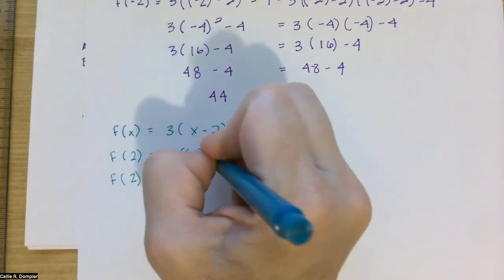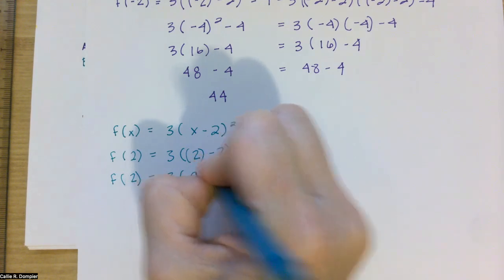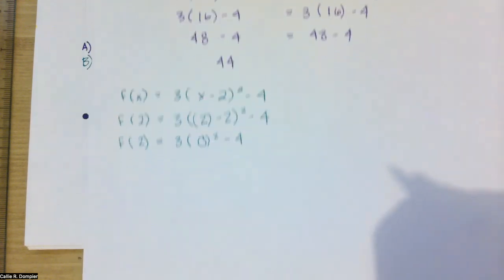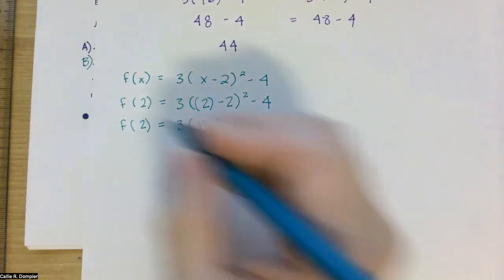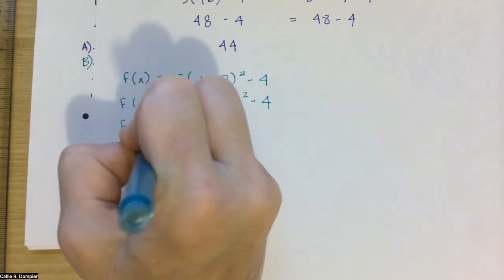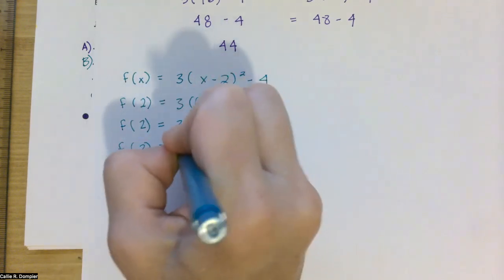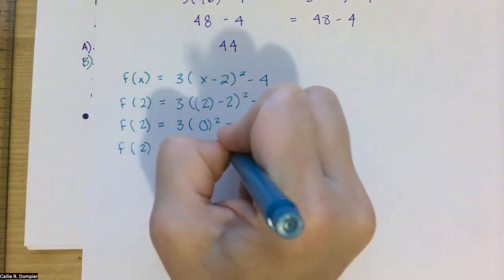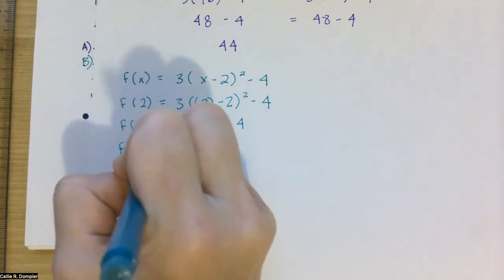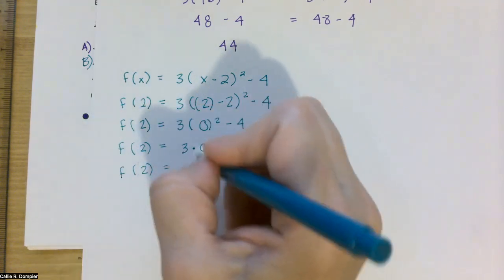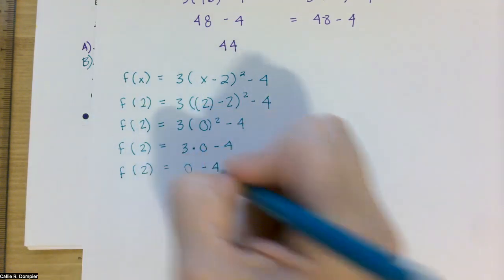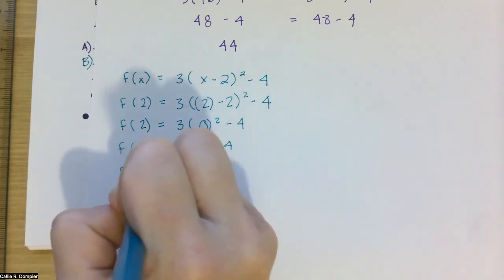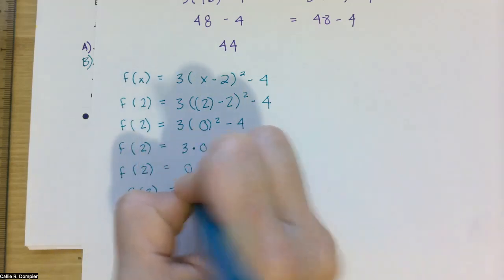Inside the parentheses, we have 2 minus 2, which is 0. 0 squared just means 0 times 0, right? 3 times 0 minus 4. And then again, 0 times 3 is 0. So we have 0 minus 4. So our final answer is f of 2 is 4.